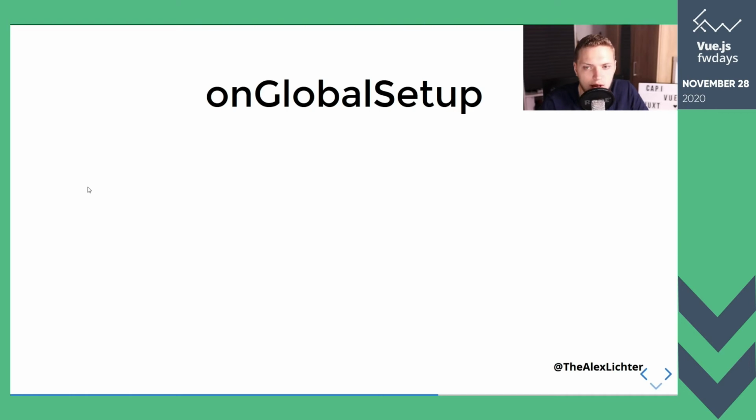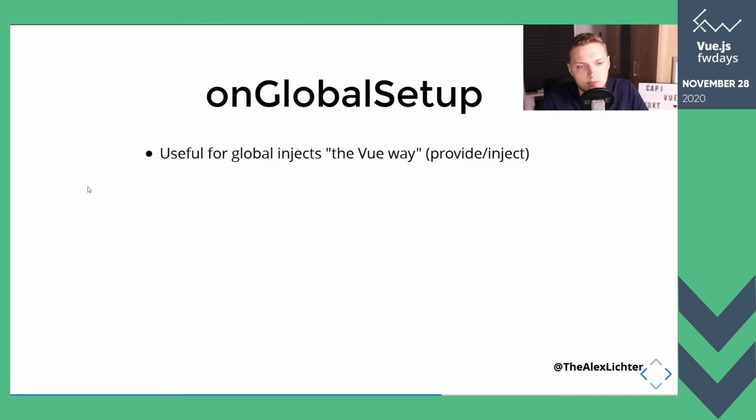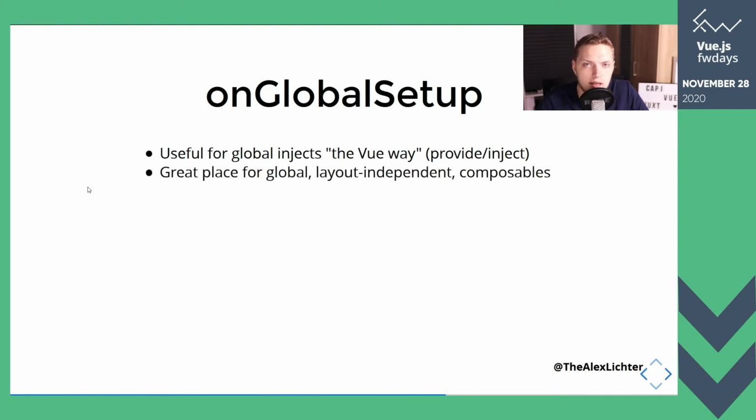is more a category of a helper, but still a very good one, because it's used to inject things globally the Vue way through provide inject, not the Nuxt inject, don't mix it up. And yeah, it's a great place for global layout independent composables. And often it's used in a Nuxt.js plugin, as in this case. Right, so think about that. You want to add your API repositories, your helpers, your Apollo client.